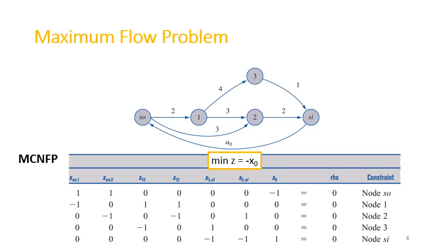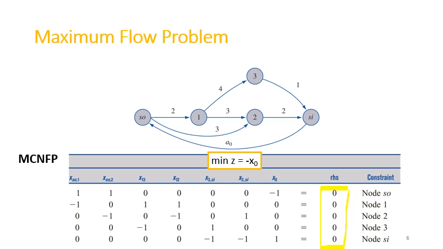Now let's talk about the net supply of each node. Here you can see the right-hand side for each node equals 0 for all nodes. Why is it different from the transportation problem? Well, if you recall what we have seen in the maximum flow problem, all nodes in the maximum flow problem need to follow the conservation of flow constraint.